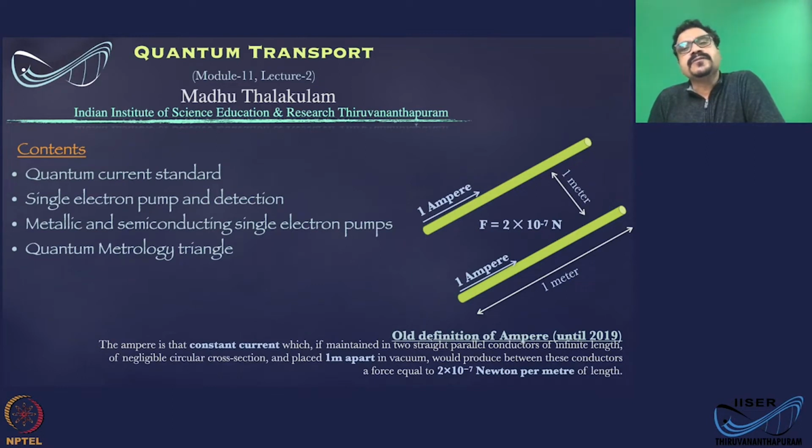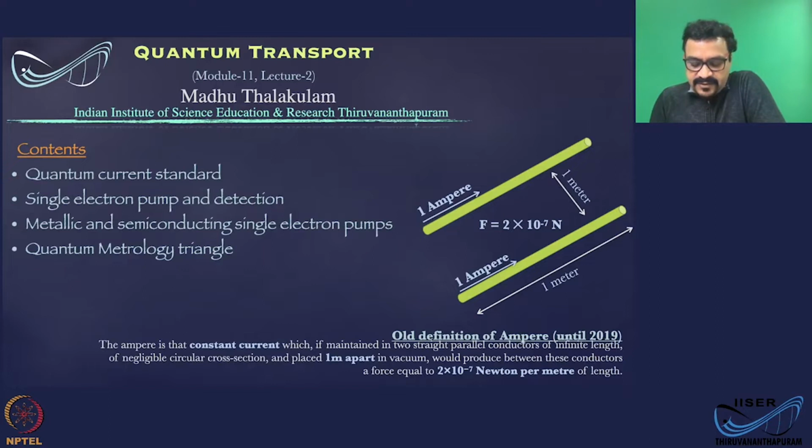Last lecture, we discussed how the voltage and resistance standards are defined using quantum transport phenomena, namely the Josephson effect and the quantum Hall effect. Josephson effect, precisely the AC Josephson effect, defines the voltage standard, and the quantum Hall effect defines the resistance standard. In this lecture, we will look into how the current standards are defined using quantum transport phenomena.